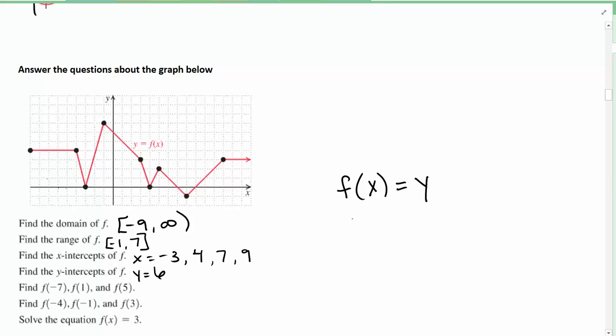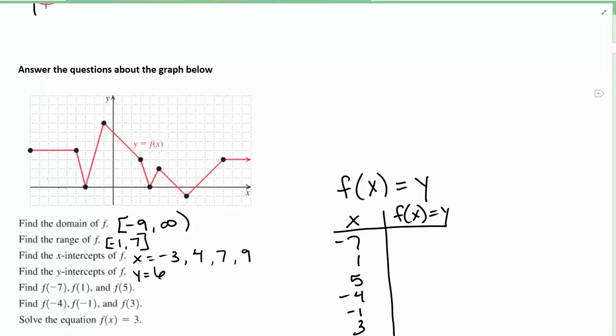So these are different x values. So we could kind of make a table. We could look at when x equals -7, 1, 5, -4, -1, and 3. Those are all the different f of x values that we're looking for, or in this case, y values. Okay, so we can just look up onto the graph at -7. When x is -7, y is 4. So here's the coordinate -7, 4, and so that tells us when x is -7, y is 4.